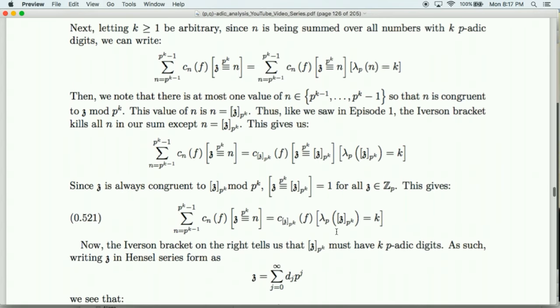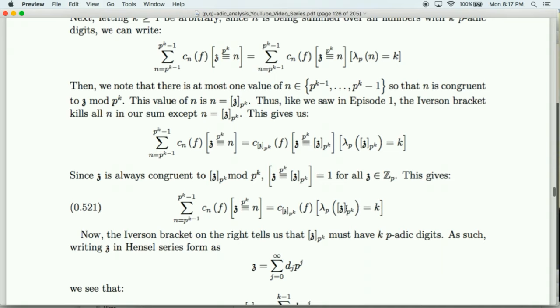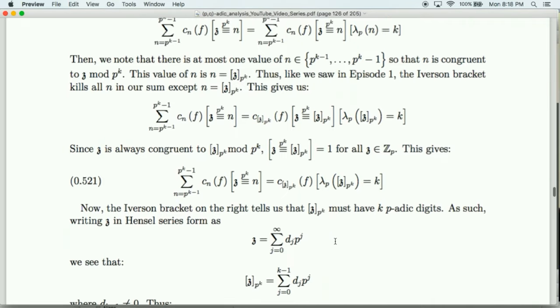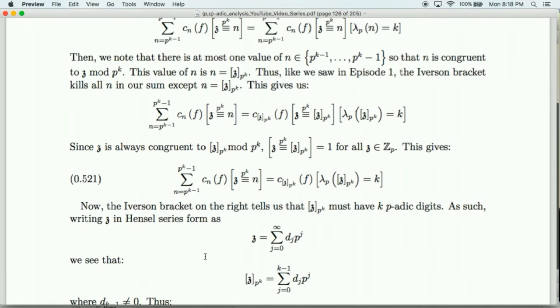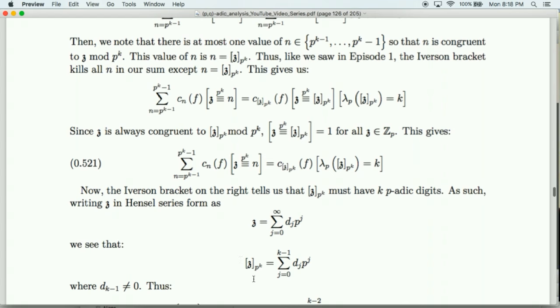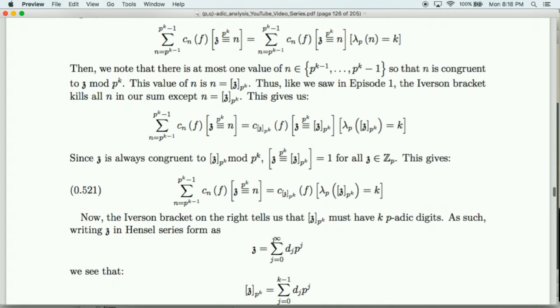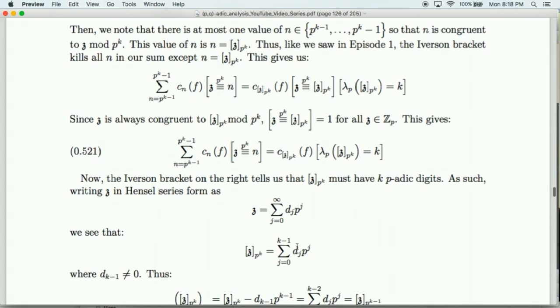Now we have to examine this part. The Iverson bracket here on the right tells us that for this to be non-vanishing, we need z mod p^k to have k p-adic digits exactly. So if we write z in Hensel series form, then by definition, this is what z mod p^k is. Now notice, for an arbitrary z, there's no guarantee that d_{k-1} will be non-zero. What this Iverson bracket stipulates then is the condition that d_{k-1} is non-zero.